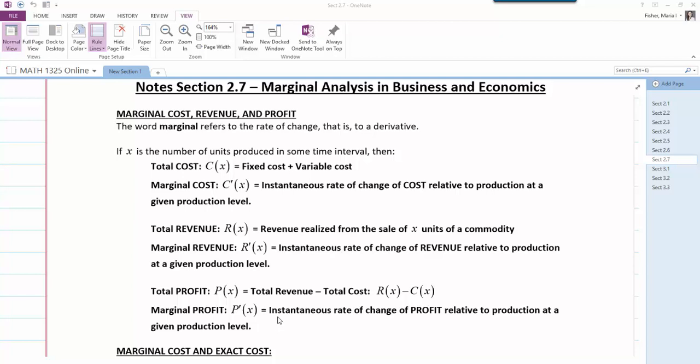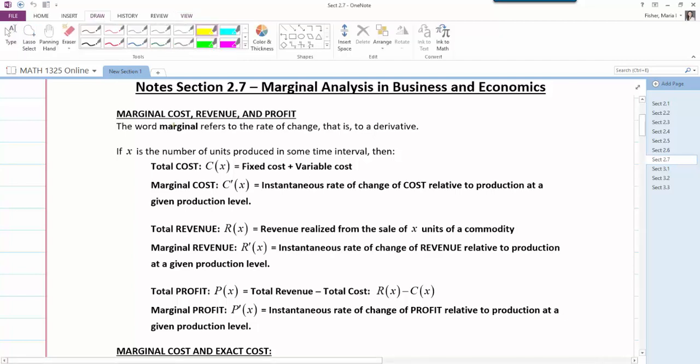Section 2.7 deals with marginal analysis in business and economics. So basically what we're going to do is look at applying derivatives to our business and economics problems. Anytime you see the word marginal in this course, from here on out, the word marginal refers to the rate of change, which is the derivative.